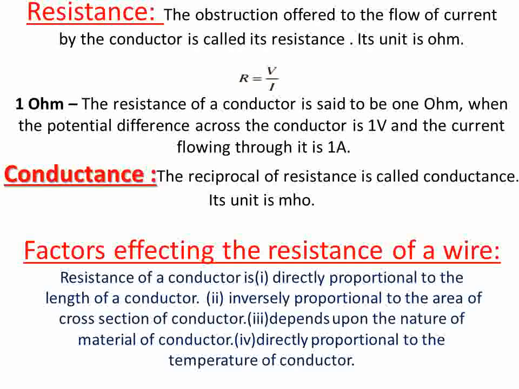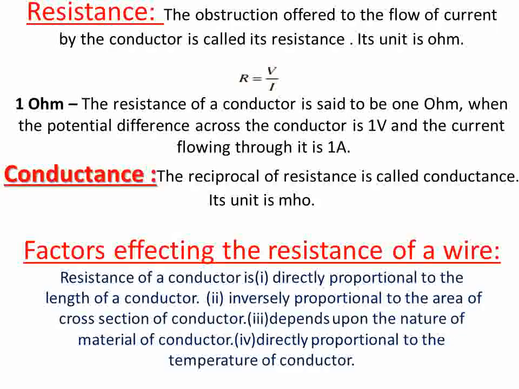Now let us come to resistance. Let us come to the definition of resistance. The obstruction, meaning opposition offered to the flow of current by the conductor, is called resistance. Its unit is ohm, and it is denoted by the symbol omega. Formula: resistance R is equal to potential difference V upon current I.